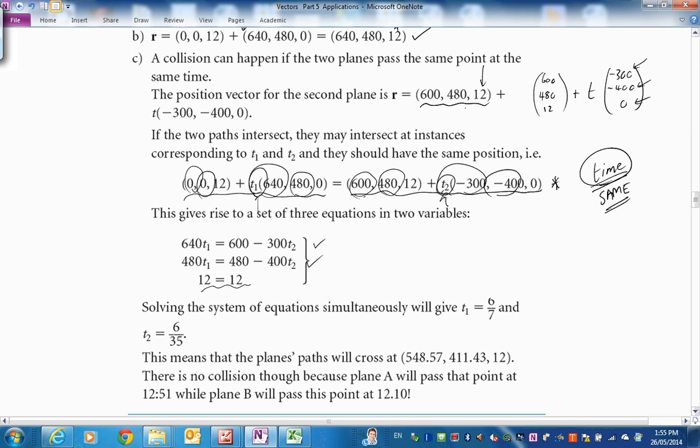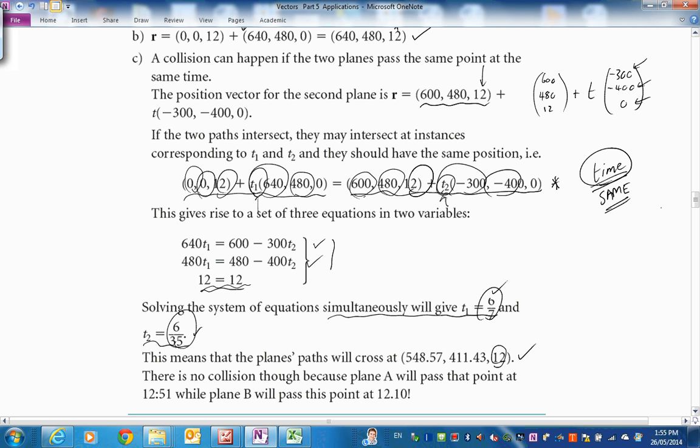Okay, so what does that mean? Solving the system will give T1 is 6 over 7, T2 is 6 over 35. So you're trying to find a value so that those two are both going to be equal. The 12 equals 12, because the two altitudes will remain the same, as they're at constant altitude. So we've got 2 times here, solving them. We're at 6/7 for plane 1 and 6/35. So they will cross at a common point.